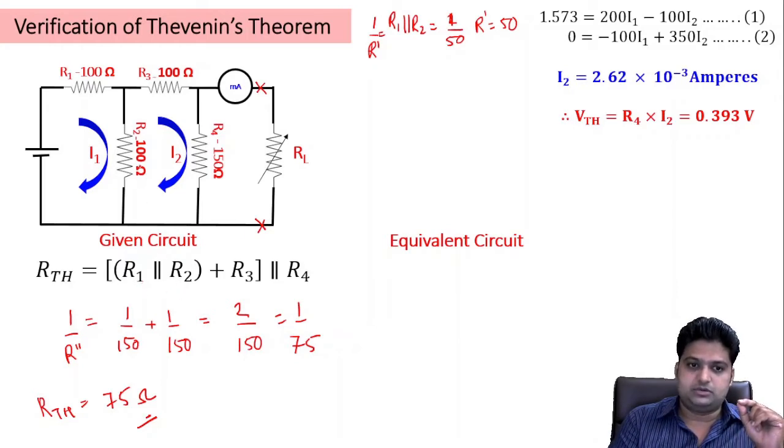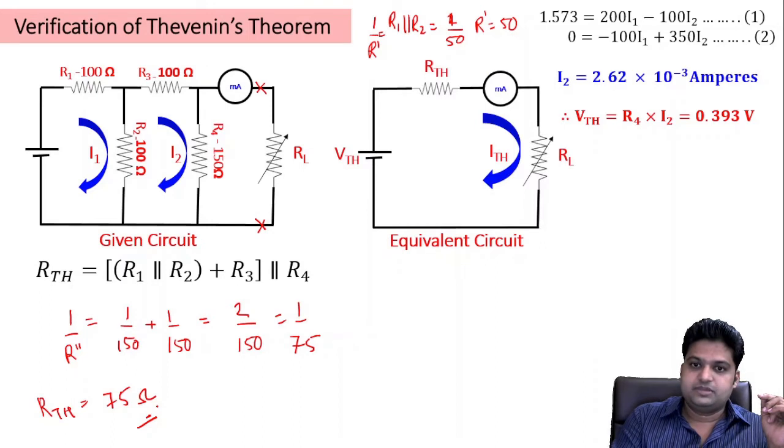You can see R1 and R2 are parallel, so we get 1 upon 100 plus 1 upon 100 as 2 upon 100. 2 upon 100 is 1 upon 50. So the resistance in parallel is 50, which is in series with R3 100, so it is 150. Now 150 is parallel to 150, that is R4 over here. When we solve it, we get 1 upon 75. Therefore RTH, the equivalent Thevenin resistance, is 75 ohms. So I can replace RTH by 75 ohms.